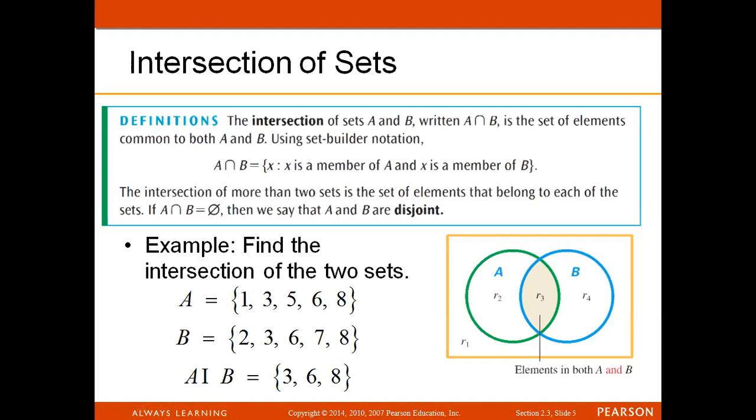Example, find the intersection of the two sets. If A is 1, 3, 5, 6, and 8, and B is 2, 3, 6, 7, and 8, then A intersect B, which looks like it typed up funny, A intersect B is the set 3, 6, and 8.